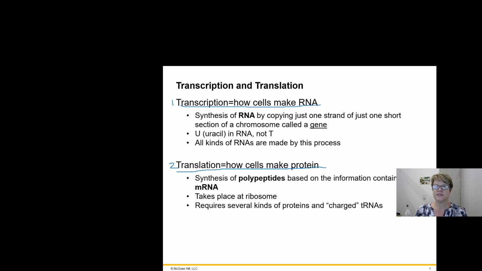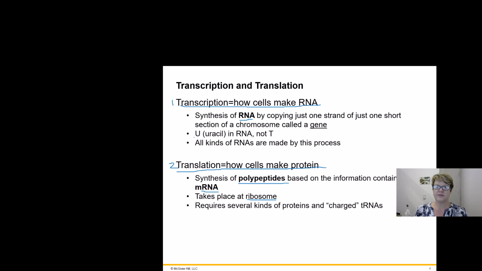So transcription makes RNA, and then the RNA has the information. It finds a ribosome, and the ribosome reads the RNA, we think of it as reading, to make a particular kind of protein or polypeptide.